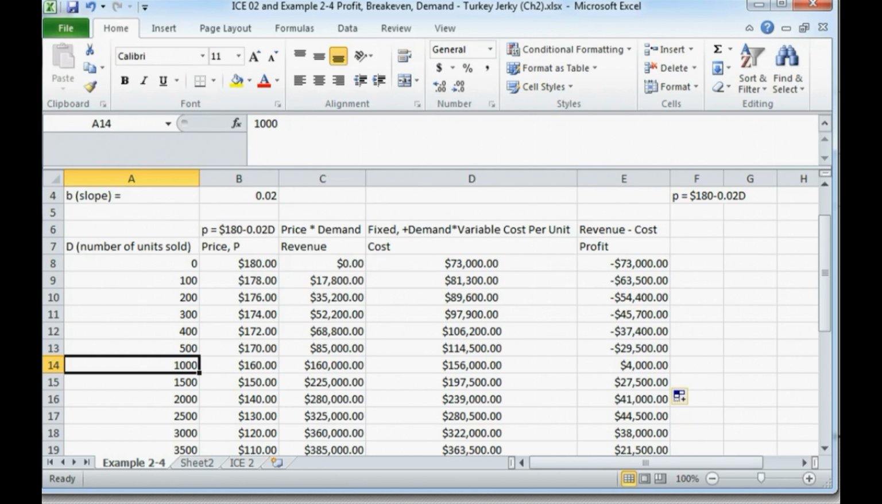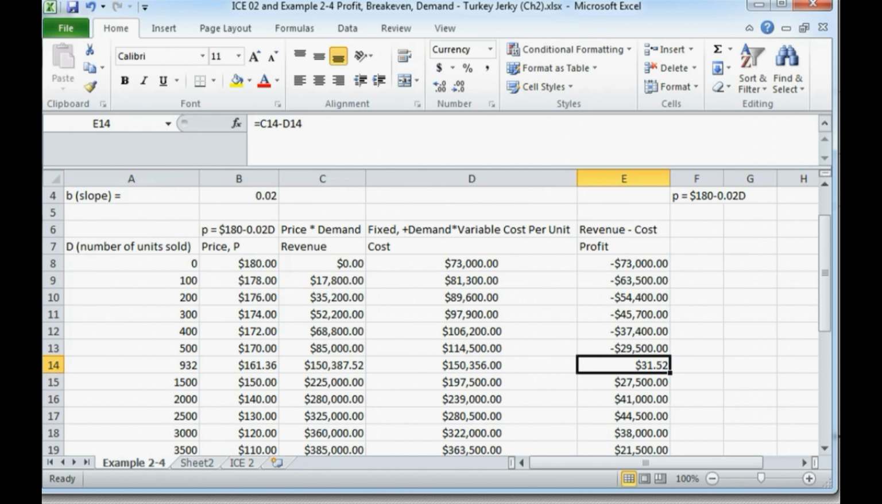Now from the paper example, we know that the first break-even point is at 932 units. So let me just type that in manually. Instead of saying 1,000, let me say 930. It's still a little bit negative. 931, still a little negative. 932. Finally, we've broken even and we're into positive territory.